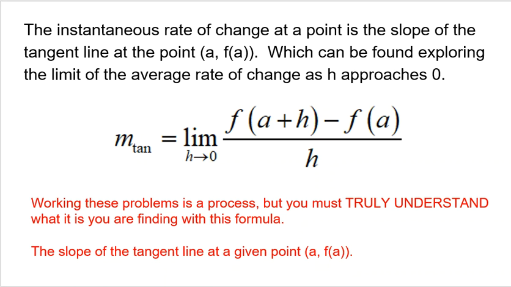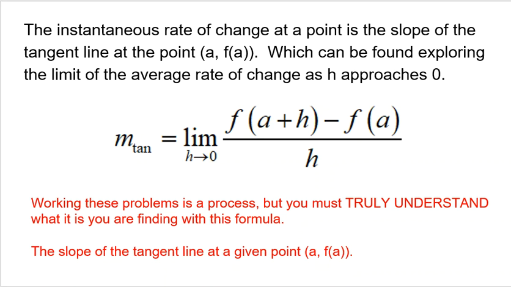So I take the average rate of change formula that we've already learned, f of a plus h minus f of a divided by h, and we allow that h value to shrink and shrink, bringing our 2 points closer together. Hence, we'll get closer and closer to the slope of the tangent line. Working these problems is a process, but you must truly understand what it is you are finding with this formula. We're finding the slope of the tangent line at a given point, a comma f of a.